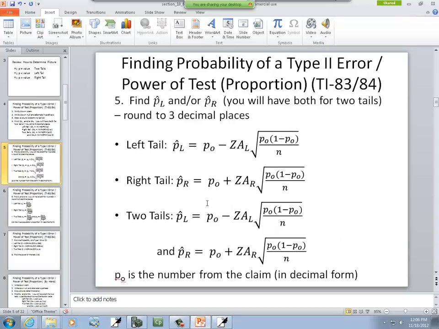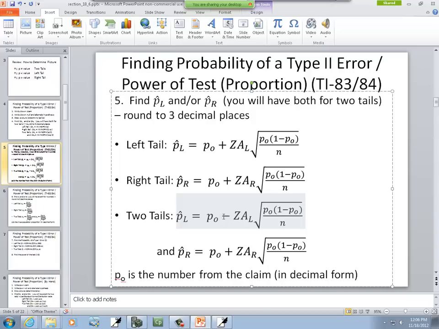Step 5. We're going to find P hat sub L and/or P hat sub R. You'll have both for 2 tails. And I say round to 3 decimal places again. Well, we got a left tail, so we're going with our first formula here. And I actually meant to change those. I wanted to put them all as plus. The book was putting minuses there, and I liked it, but I didn't like it. So I want those to be pluses.